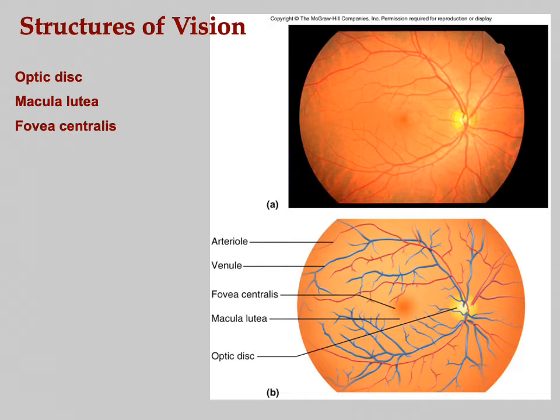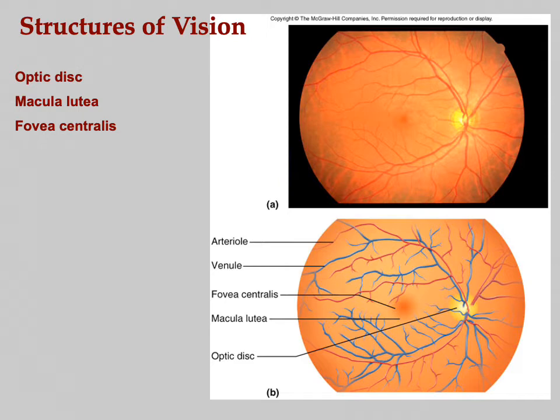Now, sort of the opposite of that is the macula lutea. Macula means spot, lutea means yellow, so it's the yellow spot. This is where you have your greatest concentration of photoreceptors. This is where your vision is sharpest and clearest. And the very, very middle of the macula lutea is called the fovea centralis. Fovea, kind of another word for spot. So the fovea centralis is where you have absolutely the richest density of photoreceptors.